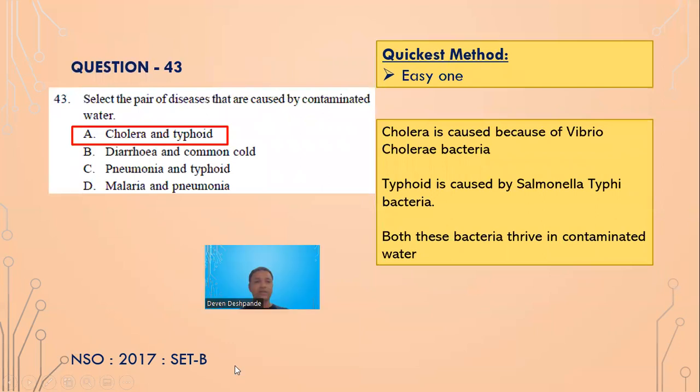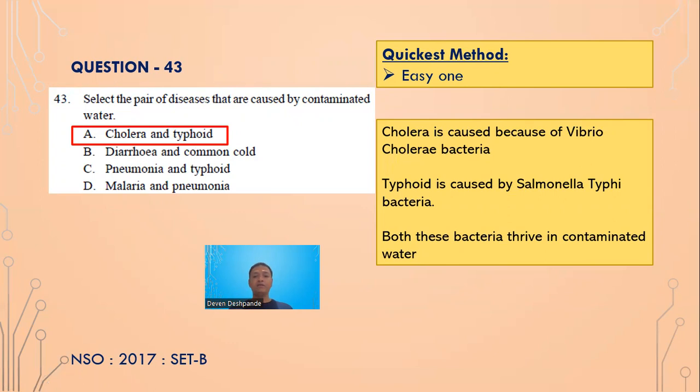Okay, question number 43. Select the pair of diseases that are caused by contaminated water. So cholera and typhoid, isn't it? They are caused by contaminated water. Normally in monsoon seasons where the bad water mixes with the pure drinking water, it causes cholera. And that's why during monsoons or post monsoons, you get a lot of cases of cholera.